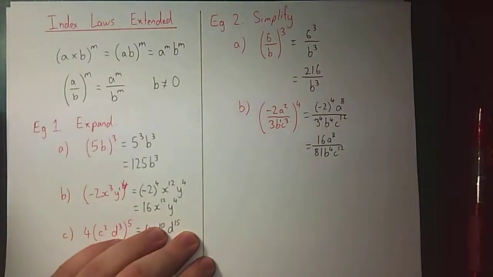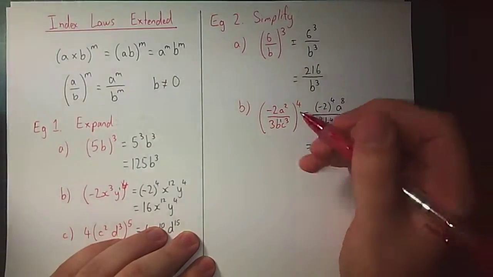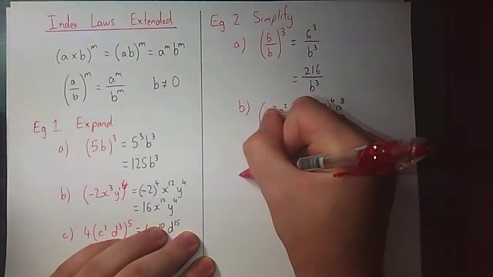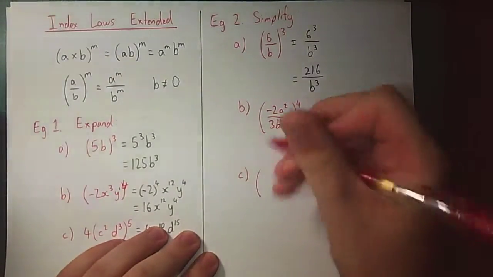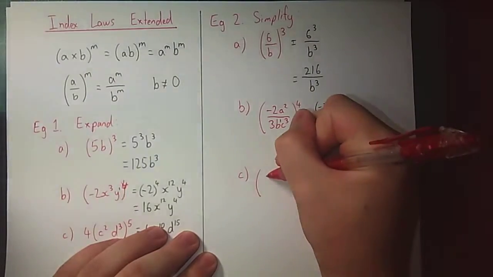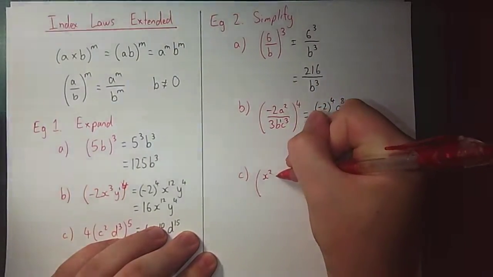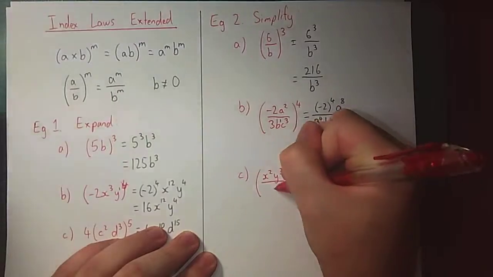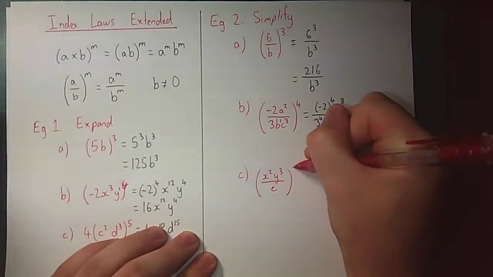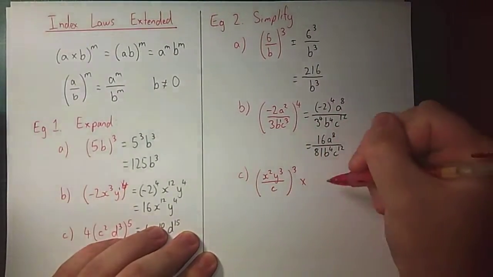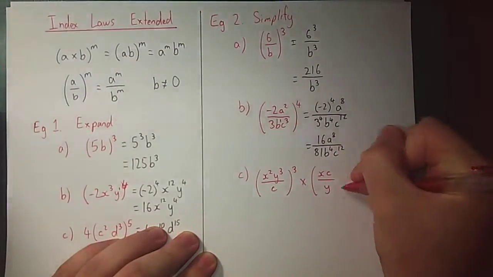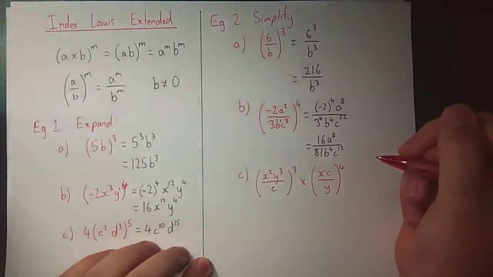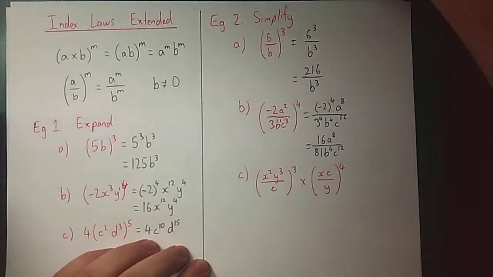The last one we have is definitely the most difficult in regards to its looks, and it's just the same idea, just taking a bit more time, but we have to remember one other rule, and we'll look at that in a second. So the question is x squared y to the 3 over c, that's all to the power of 3, times, we've got another fraction, xc over y, all to the power of 4. Now with this situation here, we just take it step by step.